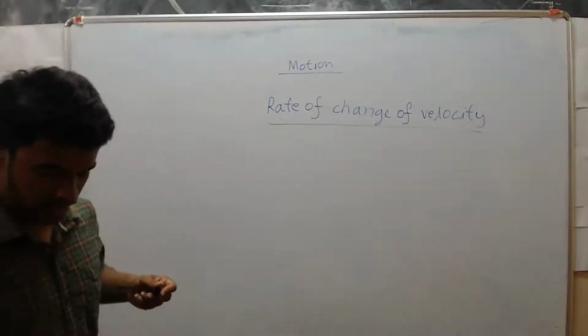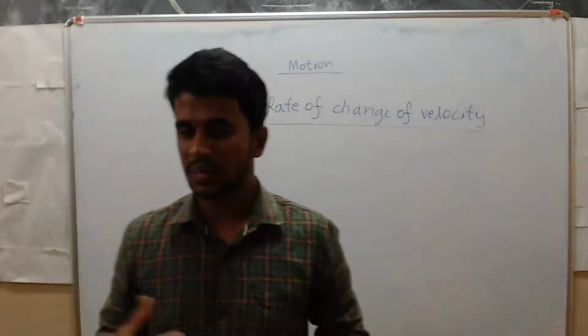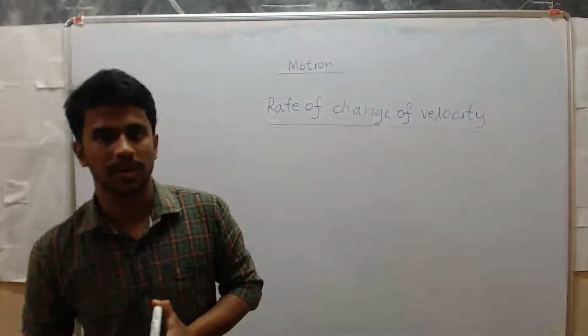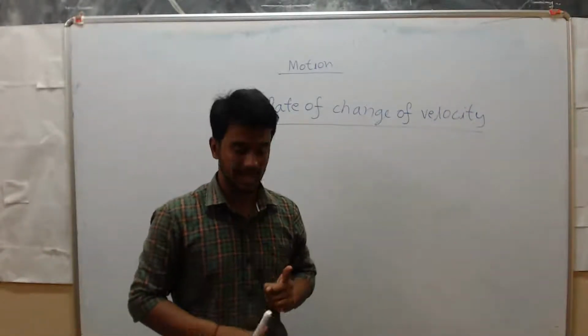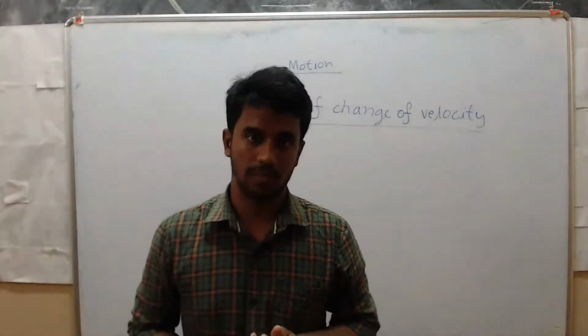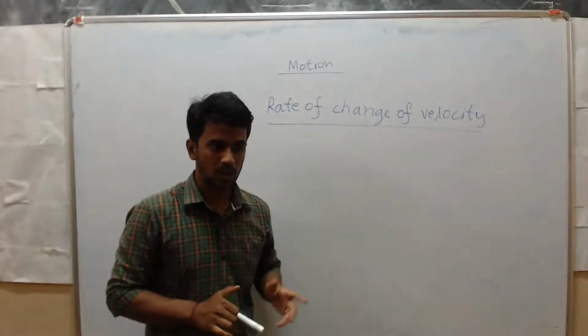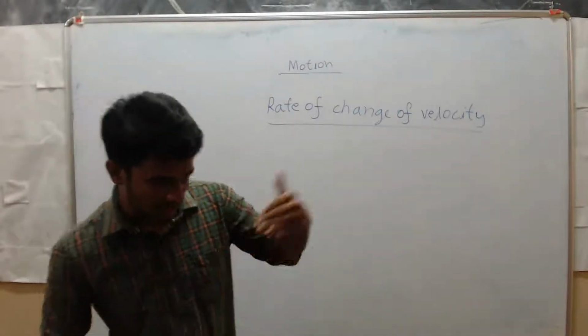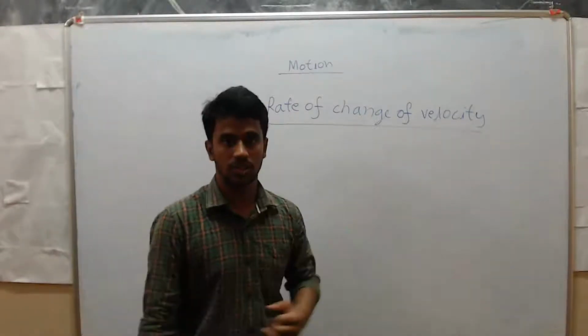Now just imagine, while traveling, sometimes you have to change your speed. Listen here, we are studying motion in a straight line. In a straight line, both speed and velocity are equal. While traveling, sometimes you will increase your velocity and sometimes you will decrease your velocity, depending on the road situation.